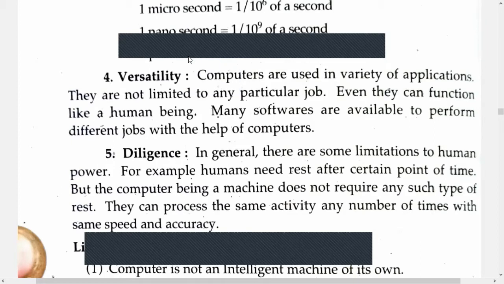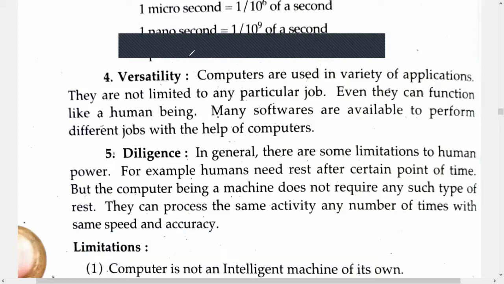In general, there are some limitations for human power. For example, humans need rest after a certain point. However, a computer doesn't need rest. It can work for any number of hours without interruption when it is supplied with sufficient power. So diligence is the ability to be hardworking. It only concentrates on work. There is no rest or anything.